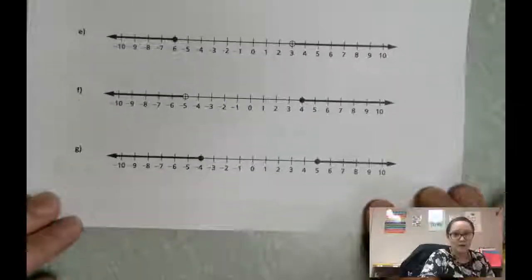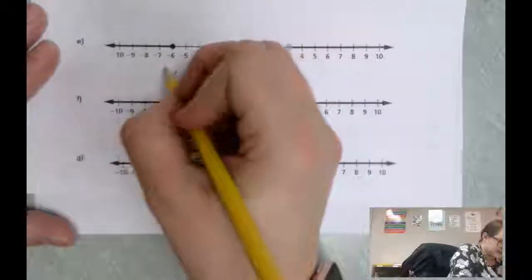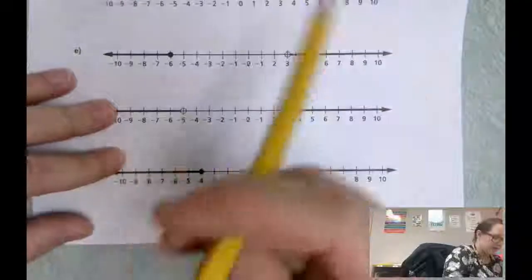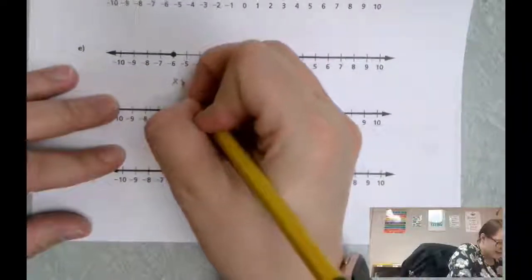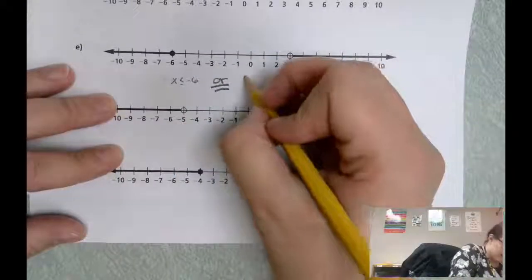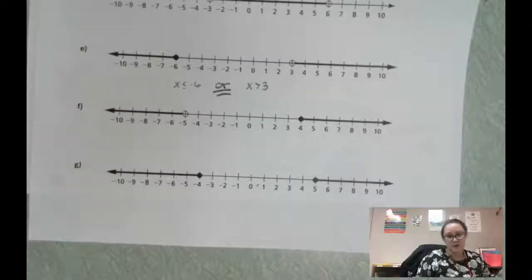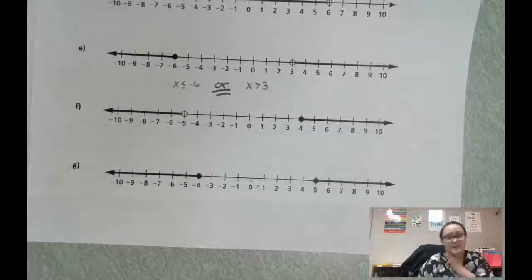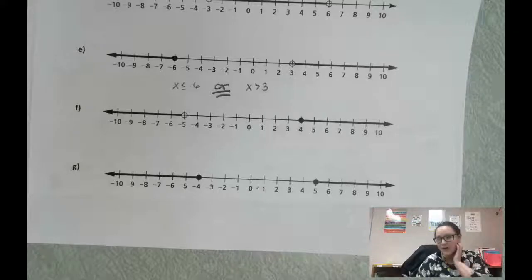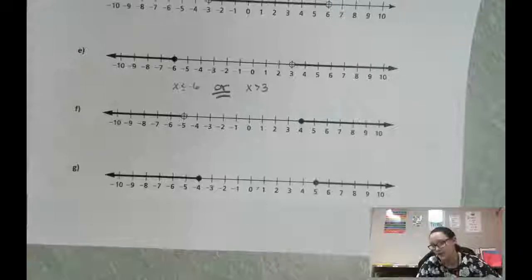E, F, and G, though, those would be ors because they're separated. Remember, ors, we do need to write it as two different inequalities. So this one would be x is less than or equal to negative 6. Or x is greater than 3. Okay? So, you just write it as two different ones. You just need to make sure you have the right word, either and or. That's all compound inequalities are. It's just two inequalities graphed together.